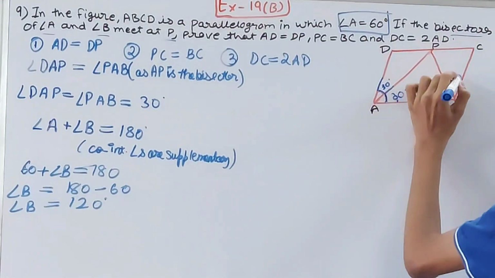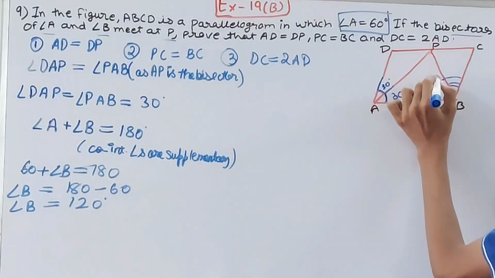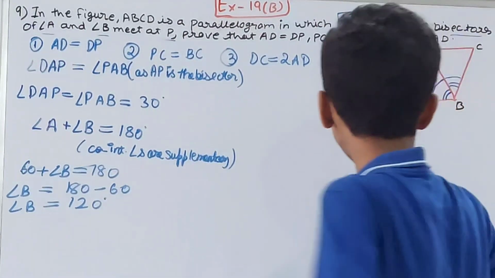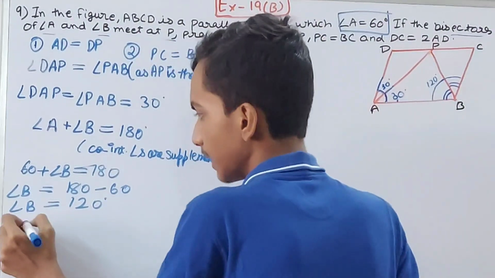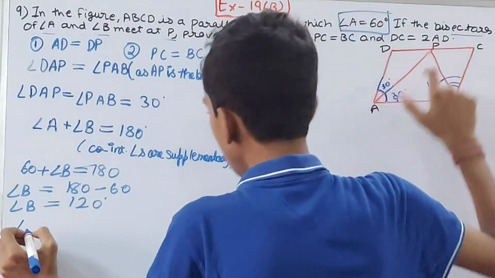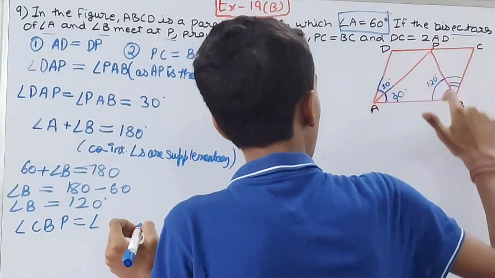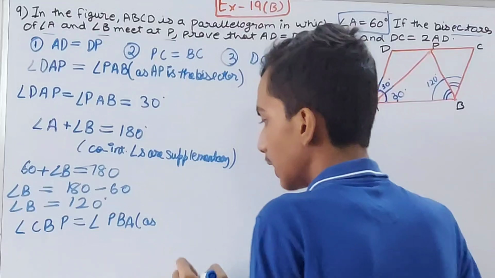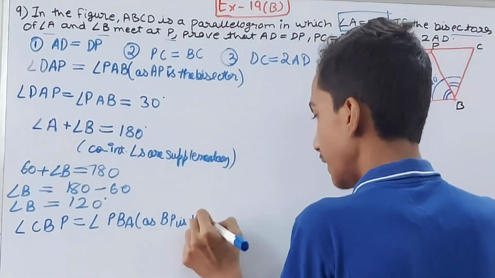This whole angle B is 120 degrees, and two parts are there. BP is the angular bisector, so two equal parts will be there. So again, let's write down the statements. Which angle will be equal to which angle? Look here, angle CBP will be equal to angle PBA, as BP is the bisector, right?